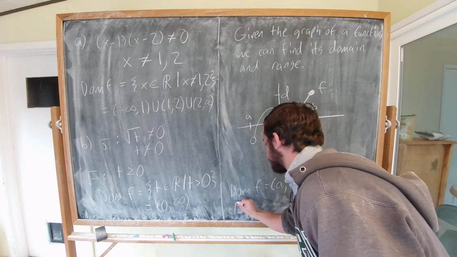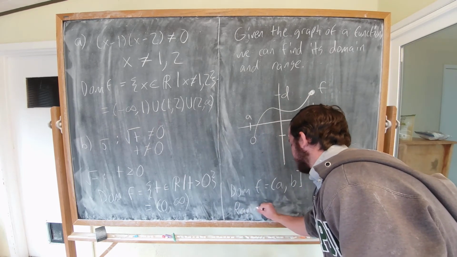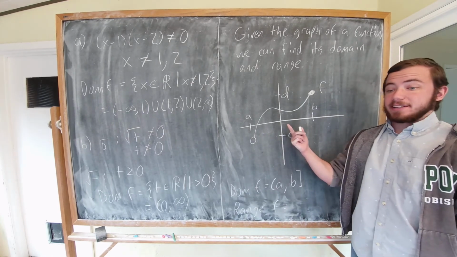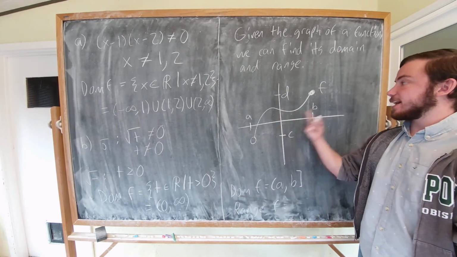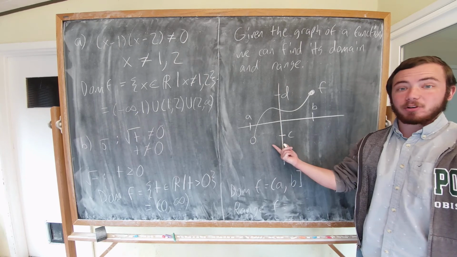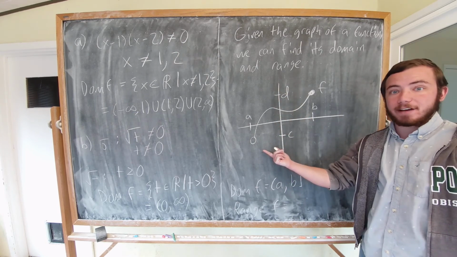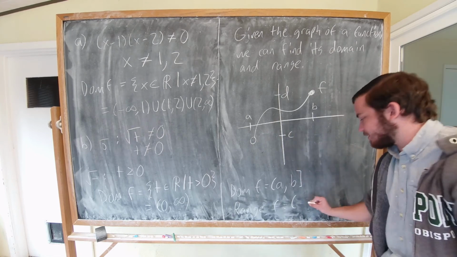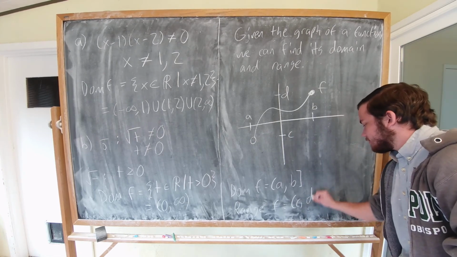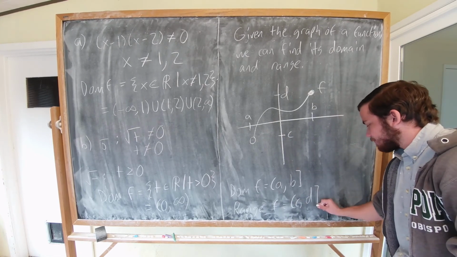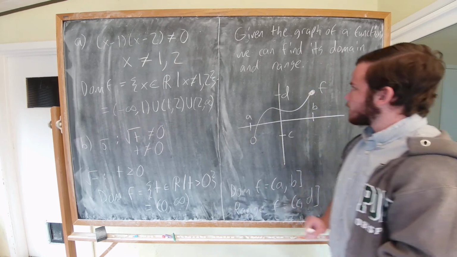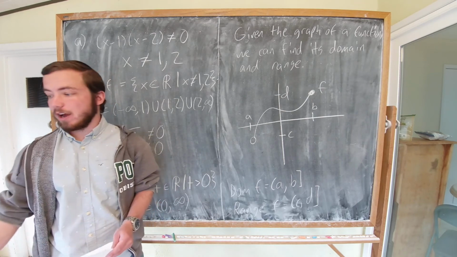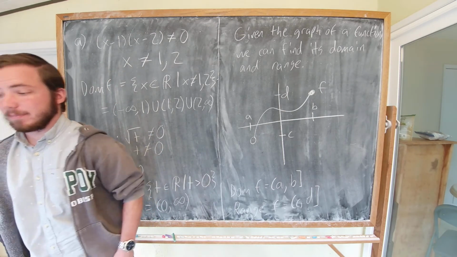We can also read the range right off. The range is the same idea, except we check the y-axis instead of the x-axis. It's just all possible outputs, which are all possible y values that the function contains. So here we would have c to d. Alright, so that's in general how you would find the domain and range of a function given its graph.